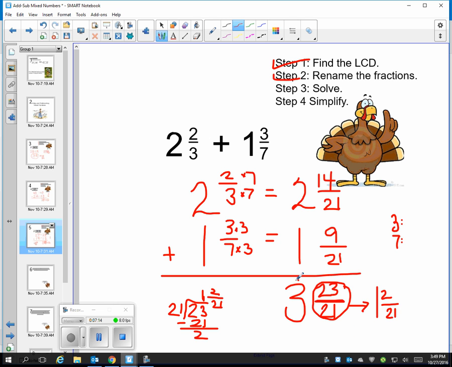But I also have this 3 wholes here. So this 3 wholes plus what I made as a mixed number, my complete answer would be 4 and 2 over 21. There's my final answer.